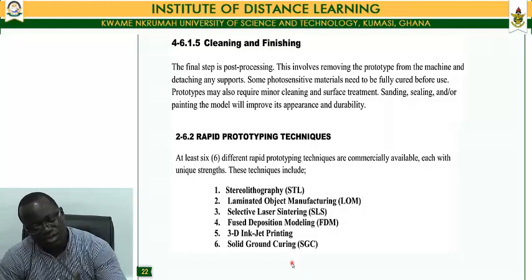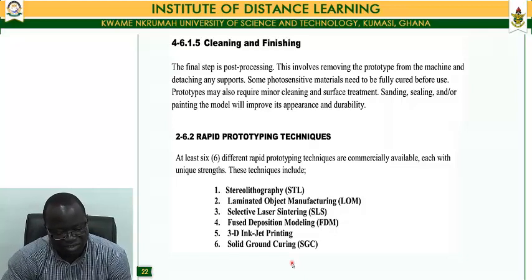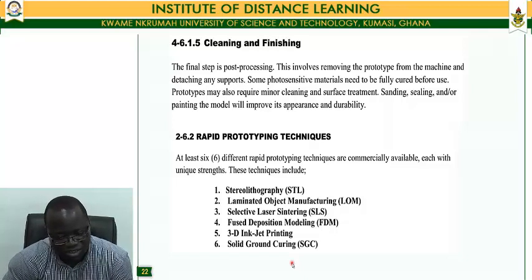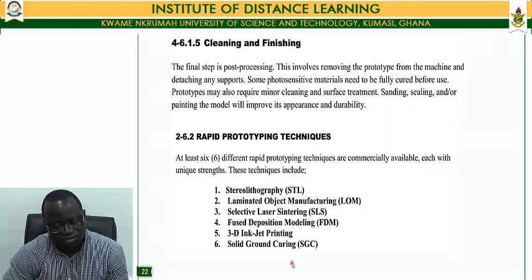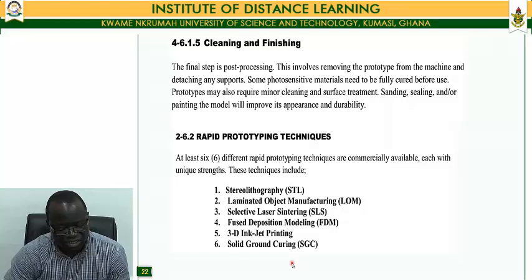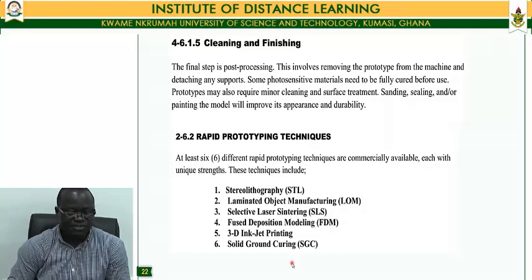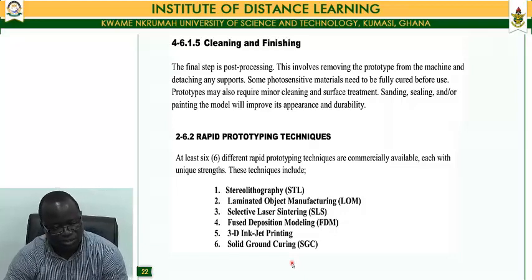Now let's go into the techniques. We have at least 6 different rapid prototyping techniques that are commercially available. Each one has its unique strength. These techniques include: 1, stereolithography; 2, laminated object manufacturing; 3, selective laser sintering; 4, fused deposition modeling; 5, 3D inkjet printing; and 6, solid ground curing, SGC.